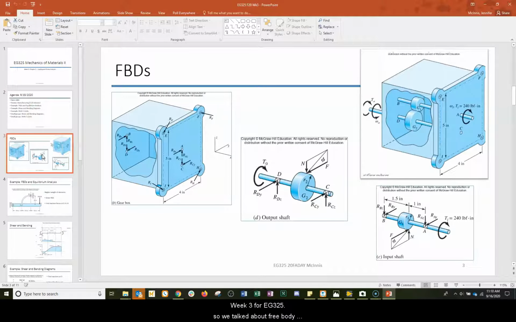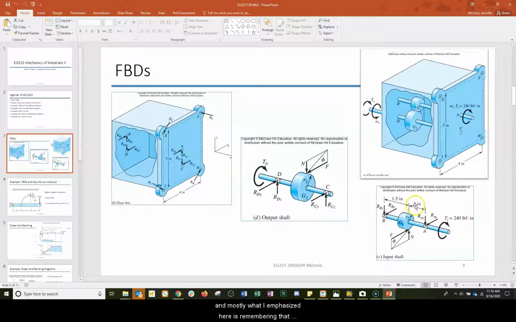So we talked about free body diagrams, and you can see this example in the text where there's a gear reduction box with two shafts, two gears, and plates holding the shafts in place. And then this is decomposed into 3 free body diagrams.